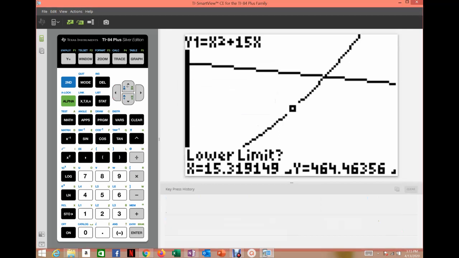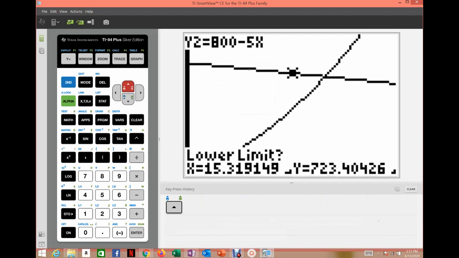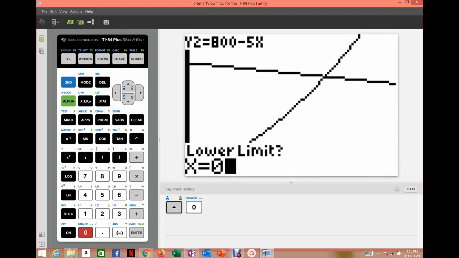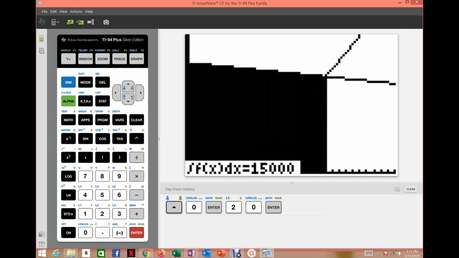Alright, so I have to hit this up arrow, and now I'm on my demand curve, right? I'm on the curve that I want to be on and find my area of. And so I type in 0 as my lower limit, and then I type in 20 as my upper limit. And there we go, is my area, and so it checks.